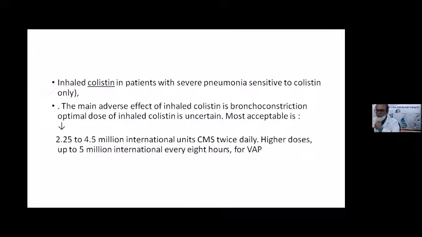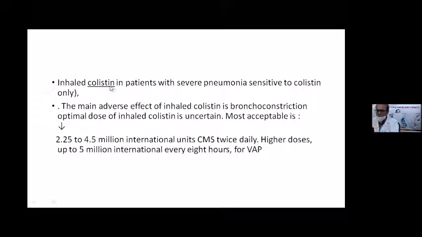Now coming to the use of inhaled colistin in patients with pneumonia because of Acinetobacter baumannii. Again, there's a controversial review. There are many studies that are not advocating inhaled colistin. This can be used as an adjunct therapy or a rescue therapy in patients who are resistant to all the drugs except colistin. So this is advocated only when resistant to all the drugs except colistin.